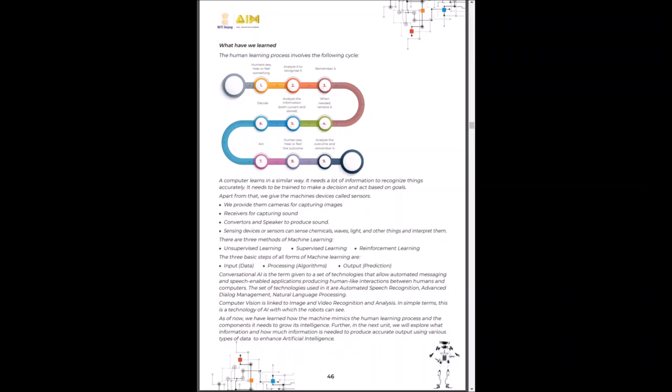The three basic steps for all forms of machine learning are input, which is data, processing through algorithms, and making predictions through the output. We also learned about two examples, conversational AI and computer vision. Now we know how a machine mimics the human learning processes. We will now use our learning in the next module, which is about data and data visualization.